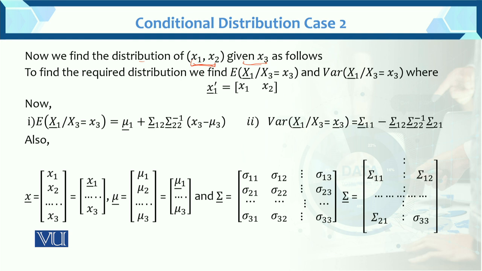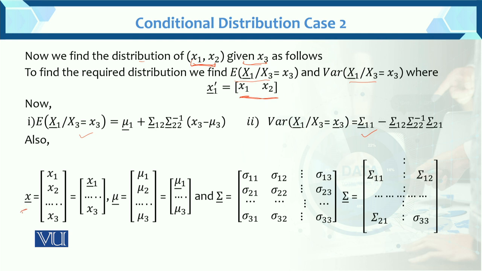To find the required distribution, we find the expected value of x1 given x3 and the variance of x1 given x3, where x1 is equal to (x1, x2) transpose. So, this is the expected value of x1 given x3 and this is the variance of x1 given x3. सबसे पहले define x.